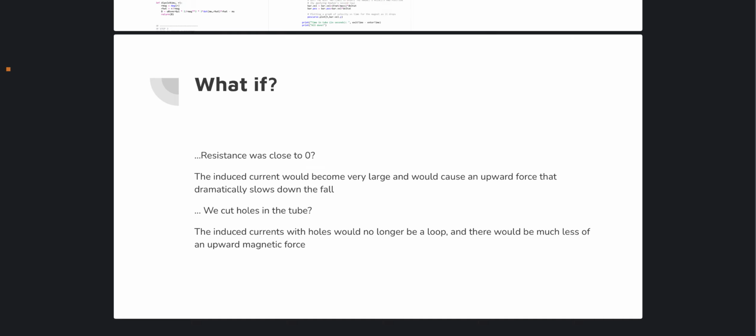Lastly, what if the resistance was close to zero? Well, we know that EMF equals the resistance times the current, and if you rearrange that algebraically, you get that the current equals the EMF over resistance. If the resistance is really small, then the current's really big, which means the induced current would become very large and would cause an upward force that dramatically slows down the fall. And if we cut holes in the tube, the induced currents would be less, and they wouldn't be loops, which would drastically decrease the upward magnetic force.